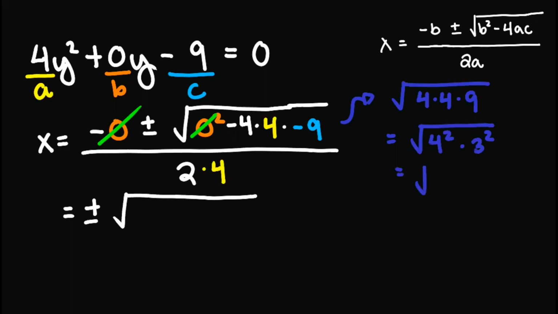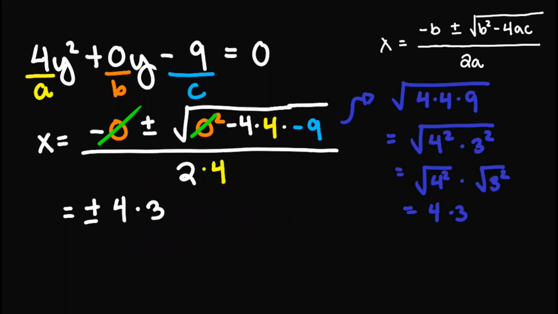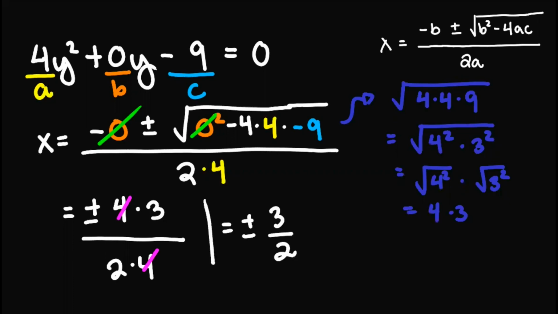So we know that this is equal to the square root of 4 squared times the square root of 3 squared, which simplifies into 4 times 3. So we'll have here 4 times 3 all over, in the denominator, we have 2 times 4. Cancelling out the 4 out here, we are left with plus minus 3 over 2. That is the answer.